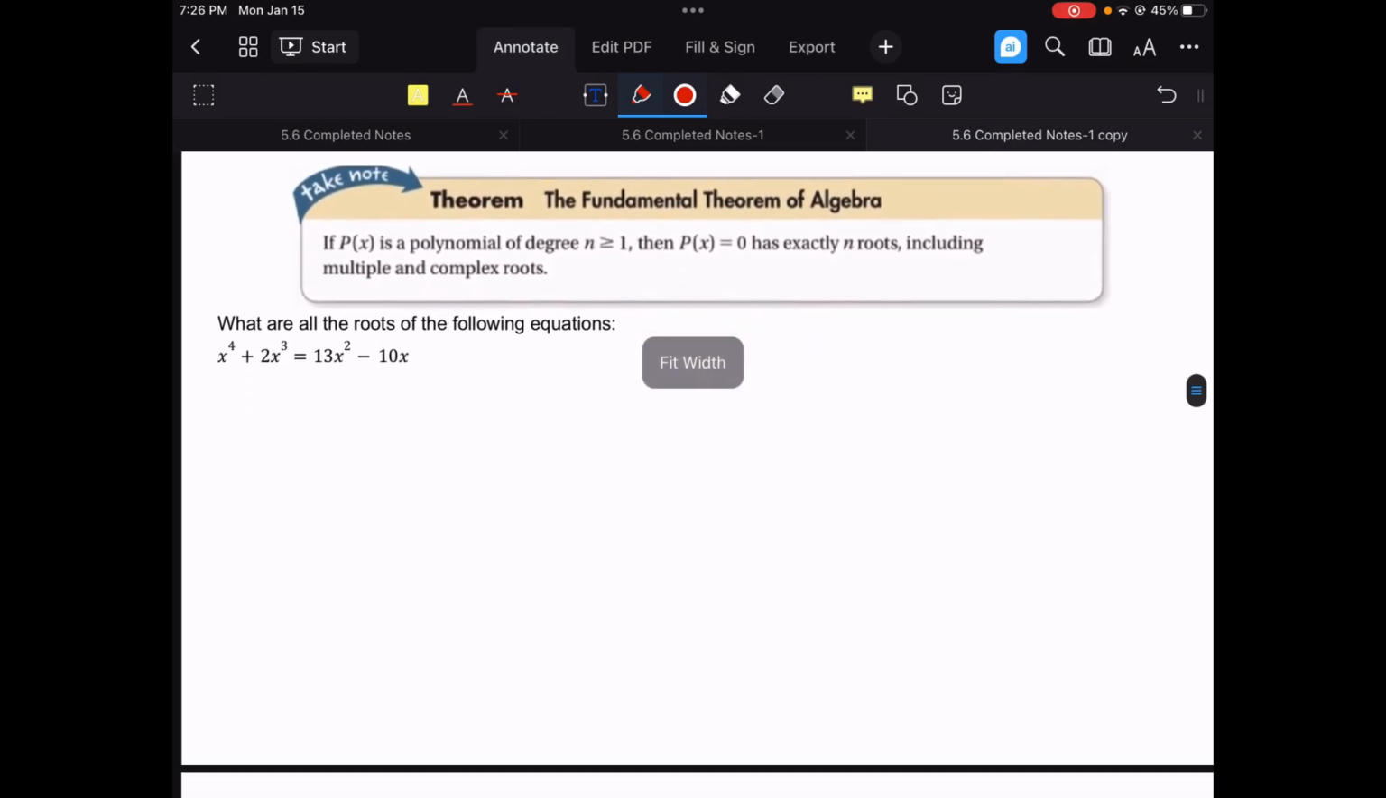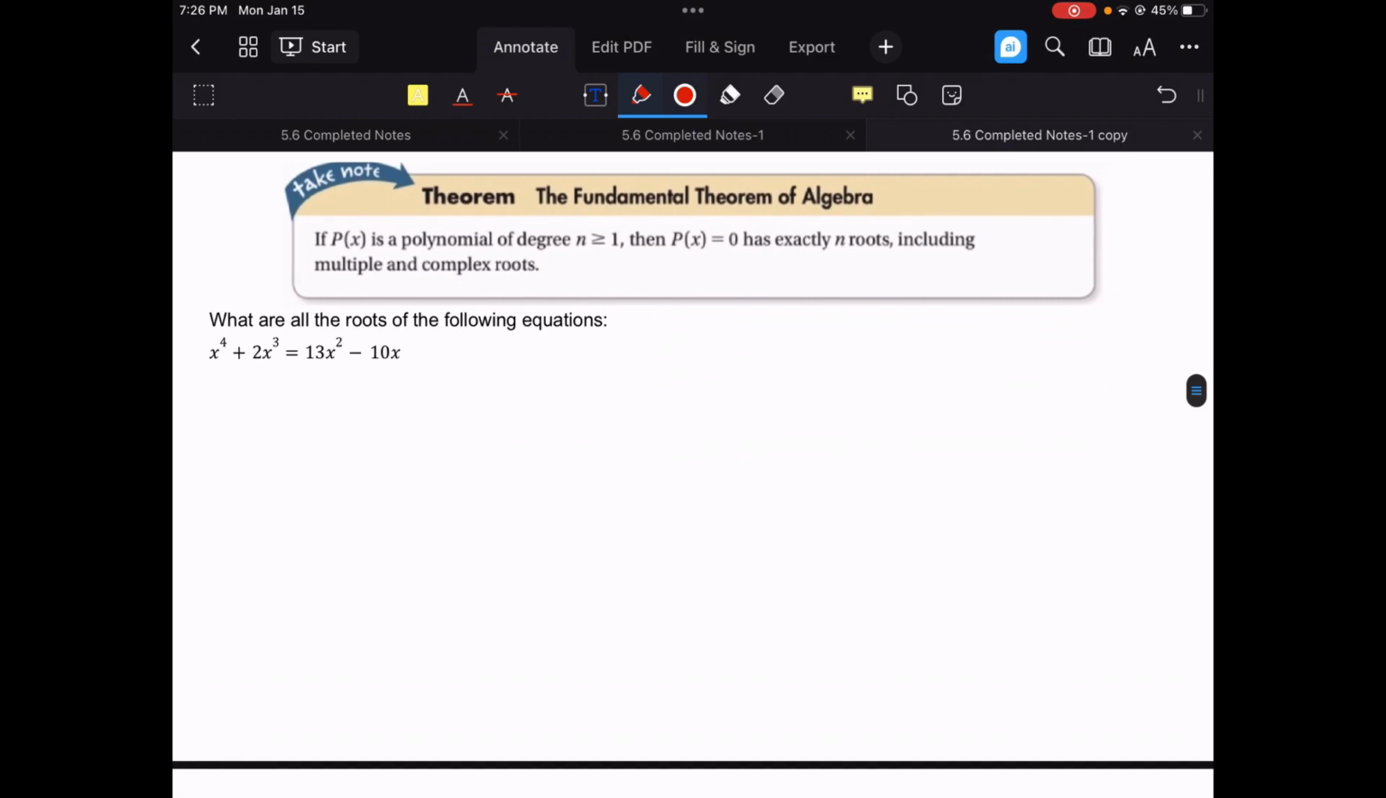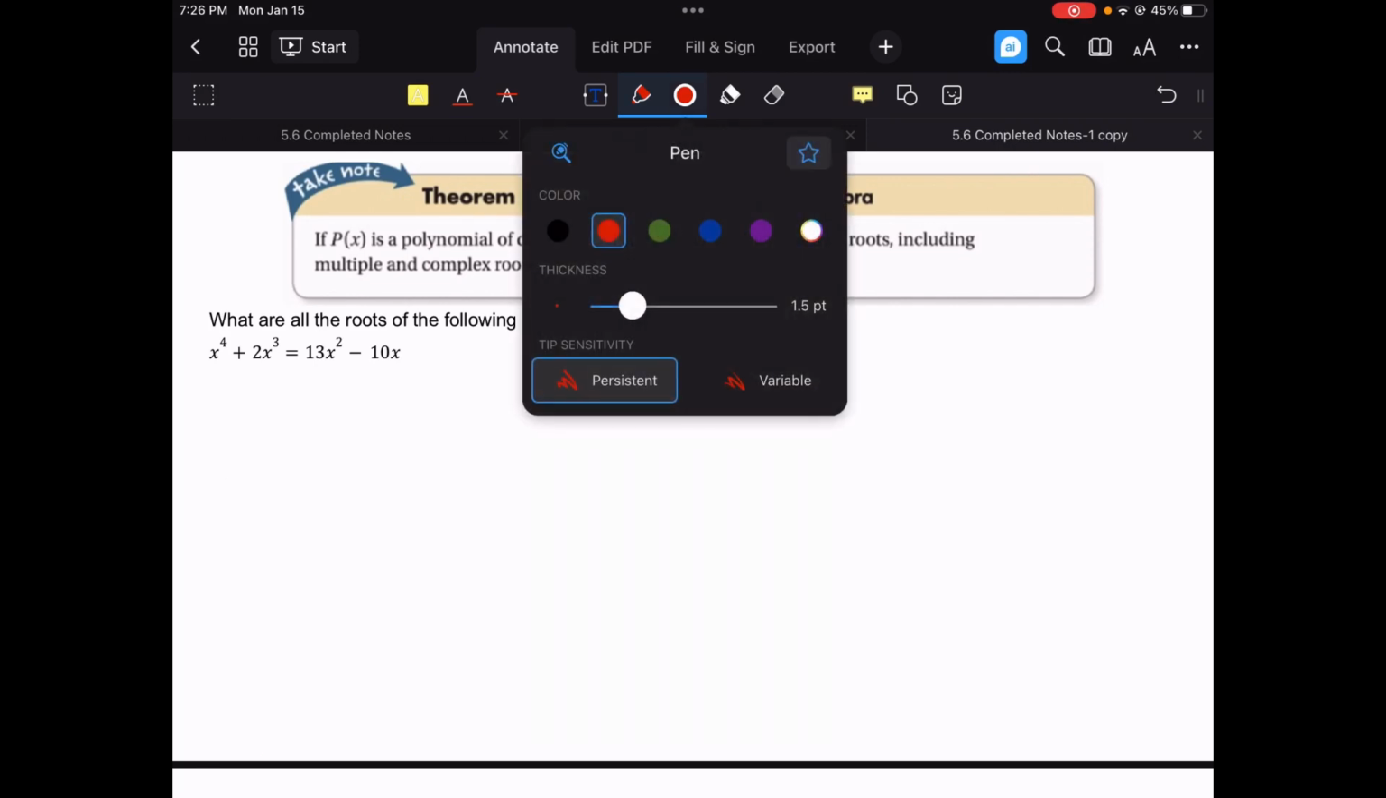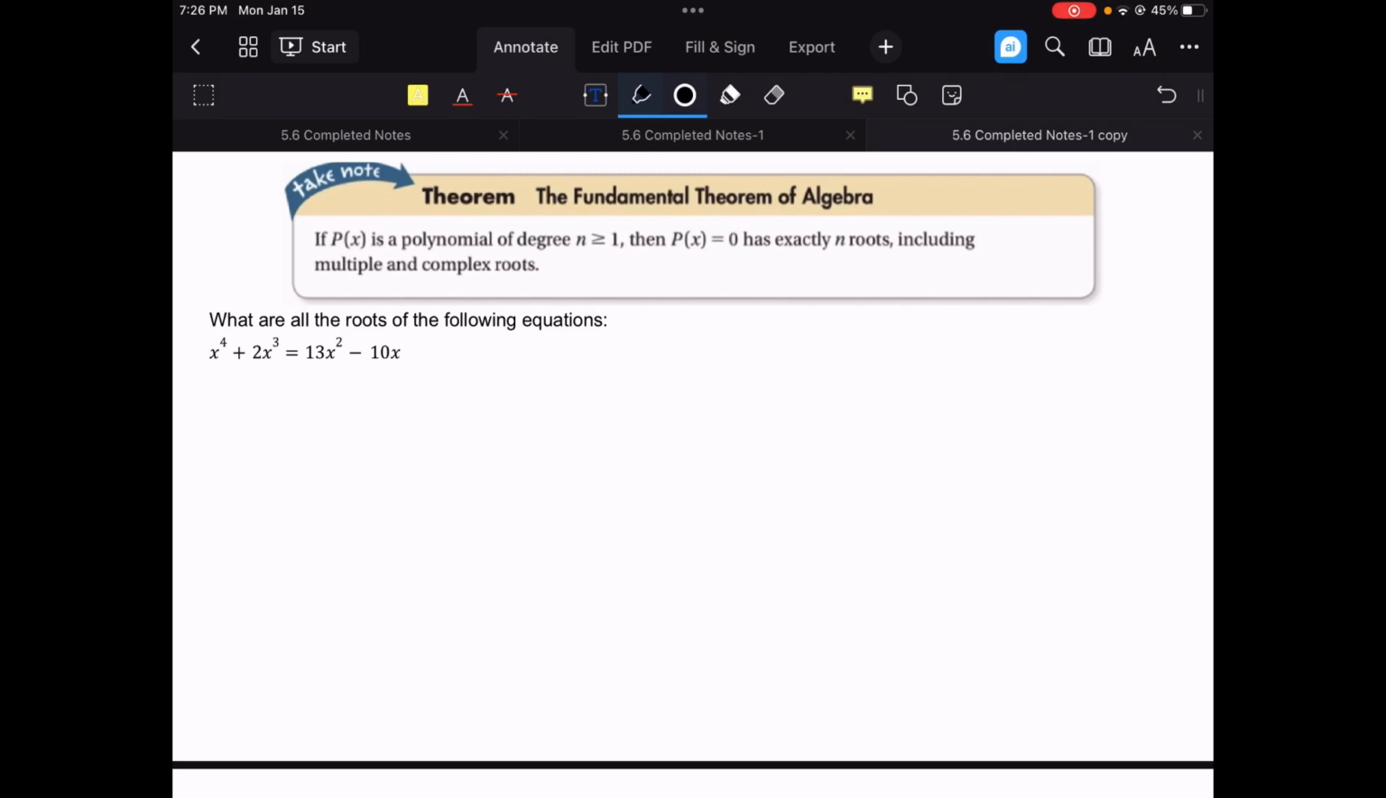Here we've got an example. It's x to the fourth plus 2x cubed equals 13x squared minus 10x. First thing we want to do is get this set equal to 0, so I'm going to bring the 13x squared and the 10x to the other side. So x to the fourth plus 2x cubed minus 13x squared plus 10x equals 0.